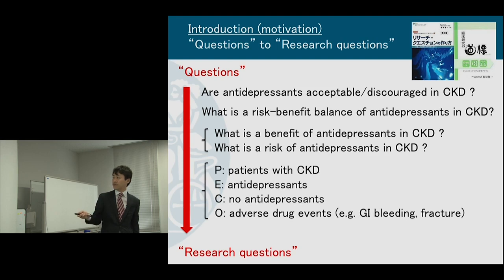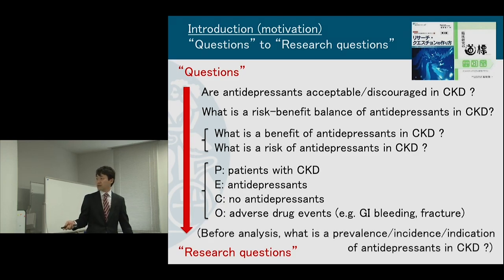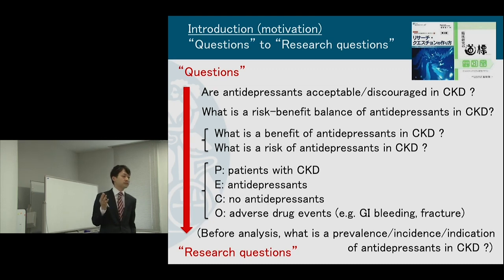Then, by focusing on the risk side of antidepressants, this is PECO, by which I mean among patients with CKD, comparing antidepressants and no antidepressants on adverse drug events such as GI bleeding and fracture. So this is the research question in my second paper. And before this, I was interested in the basic statistics. What is the prevalence, incidence, and indication of antidepressants? It's a kind of drug utilization study, as my first paper.